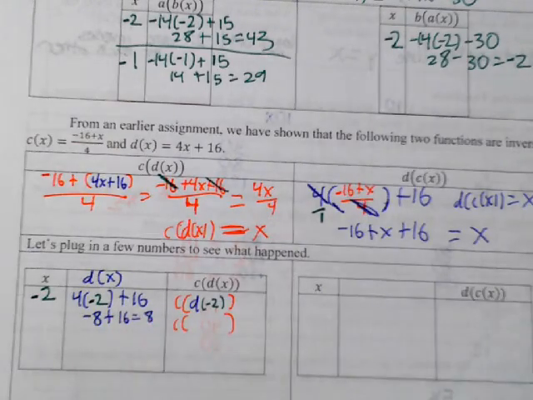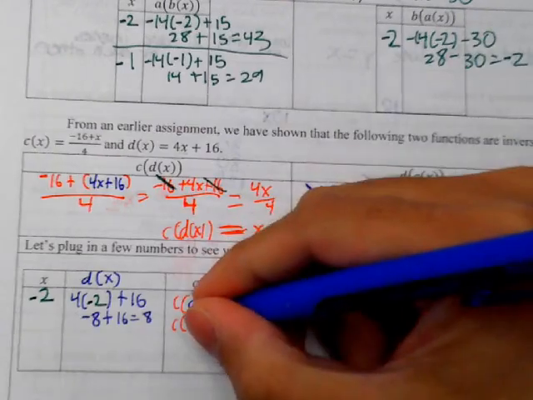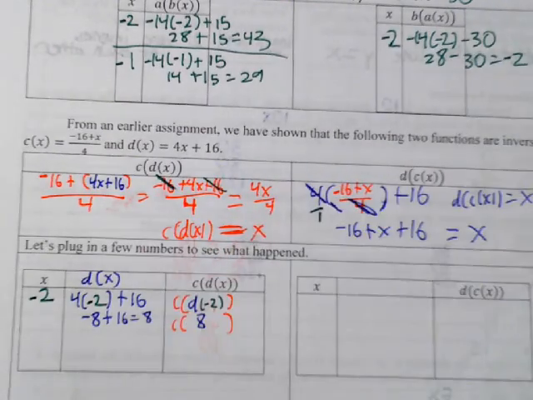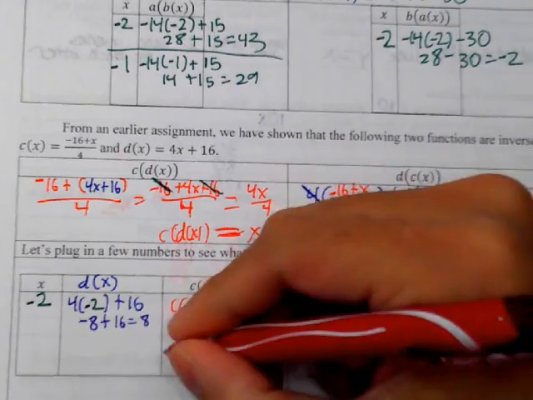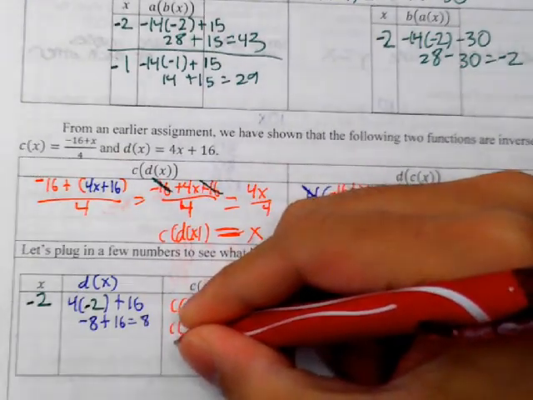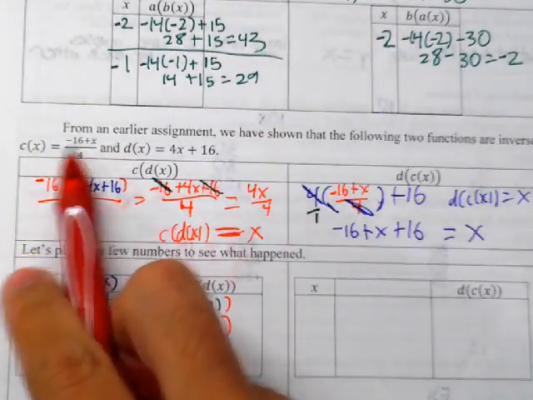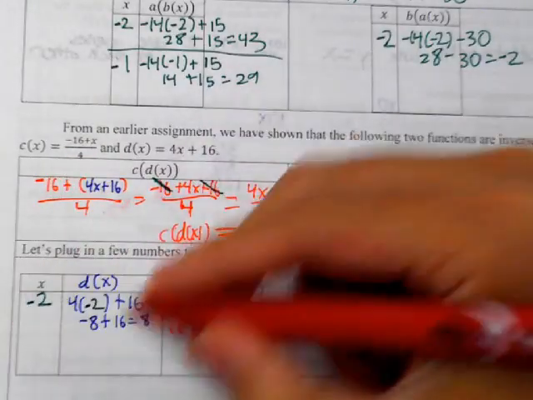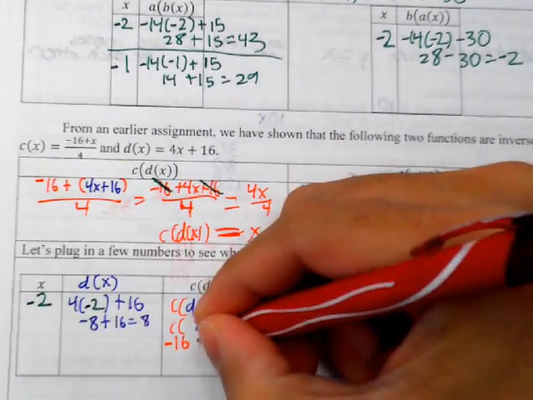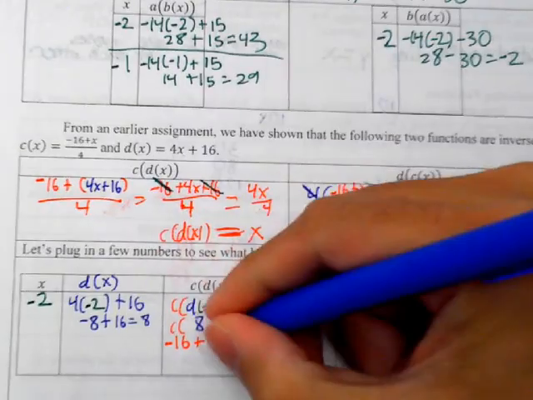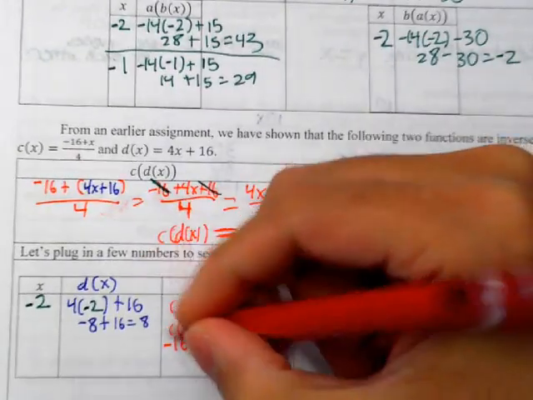So substitute positive 8 into c of x up here. Negative 16 plus x over 4 becomes negative 16 plus 8 over 4. Negative 16 plus 8 is negative 8, over 4 is negative 2.